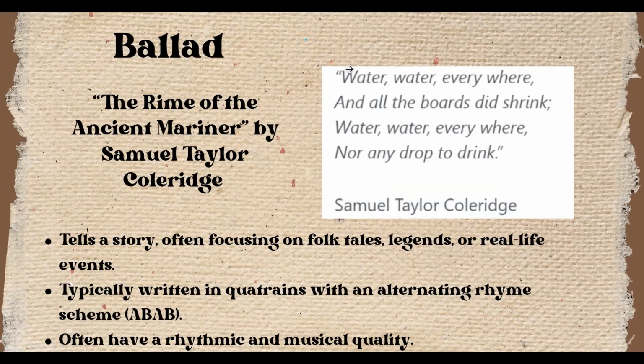Let's see the next one. This is the last one, and it is called the ballad. The ballad is a narrative poem that tells a story, often focusing on folk tales, legends, or real-life events. It is typically written in quatrains with an alternate rhyme scheme, A B A B. Ballads often have a rhythm and are characterized by their musical quality, which makes them suitable for oral tradition and storytelling. Let's see a little piece from The Rime of the Ancient Mariner.